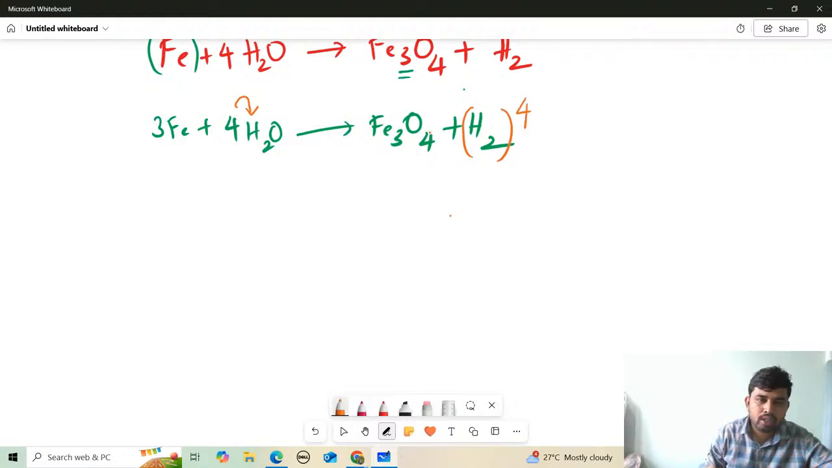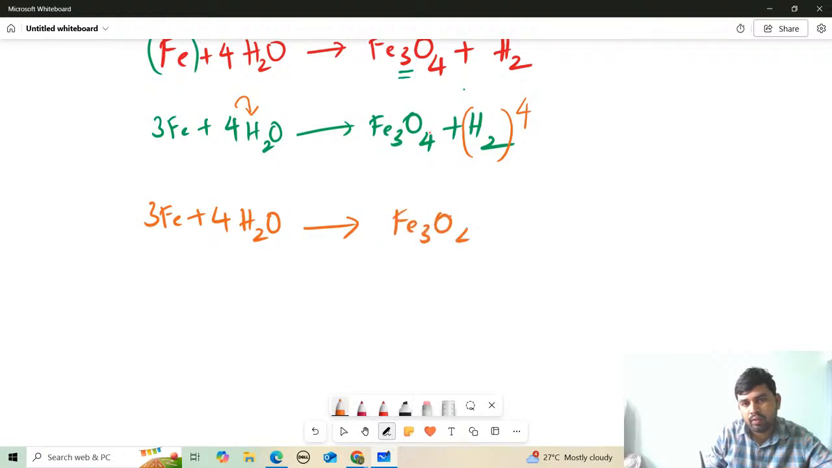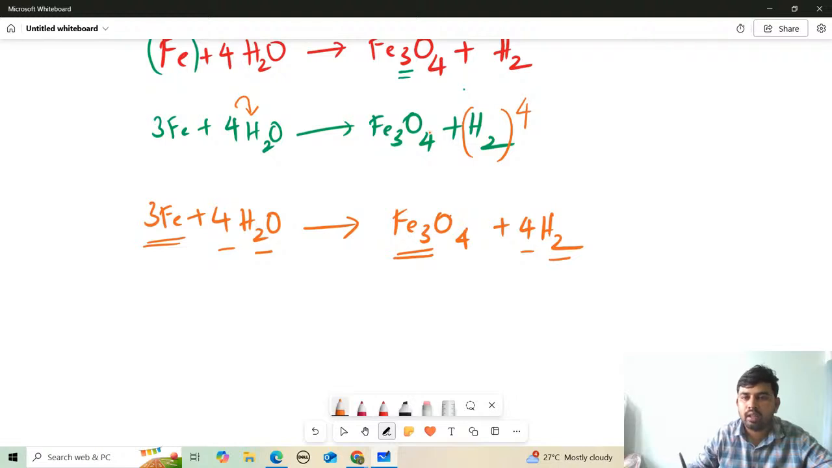Now write the equation here. I'll write 3Fe plus 4H2O gives rise to Fe3O4 plus 4H2. Now see how many irons are there? Three irons, Fe3. 4 into 2, 8 hydrogens are there. 4 into 2, 8 hydrogens on the right. 4 into 1, 4 oxygens are there. Now it is called a balanced chemical equation.